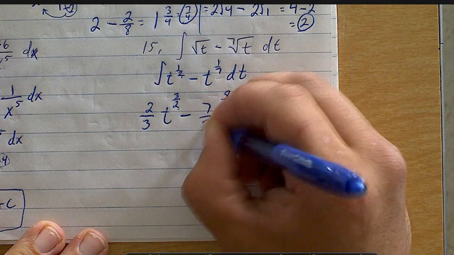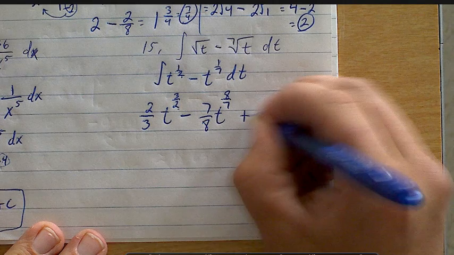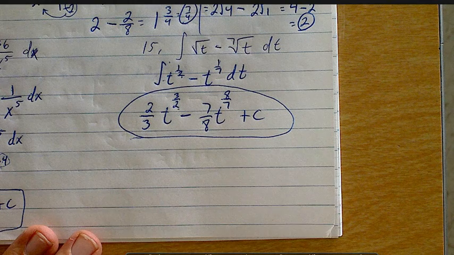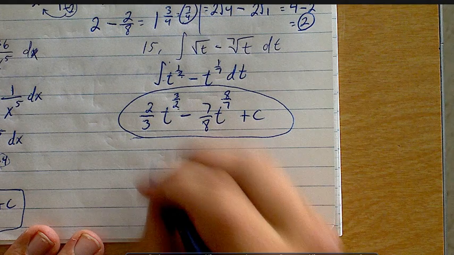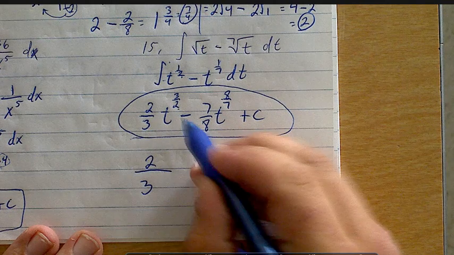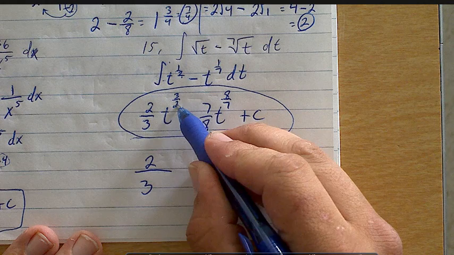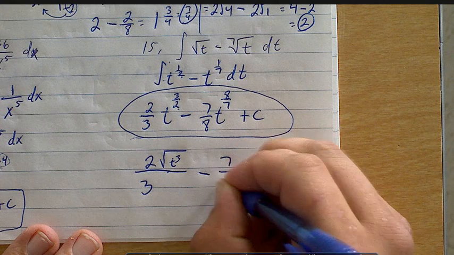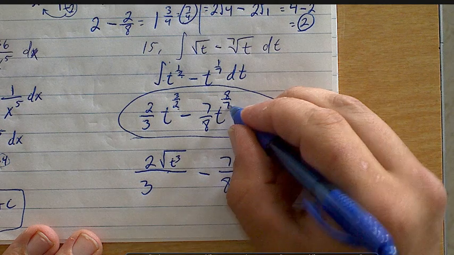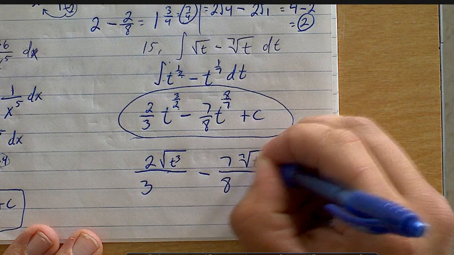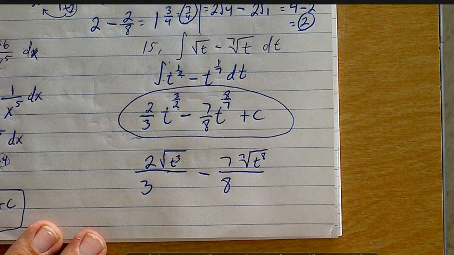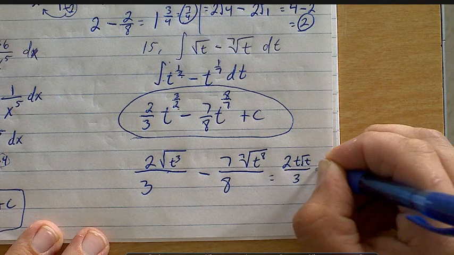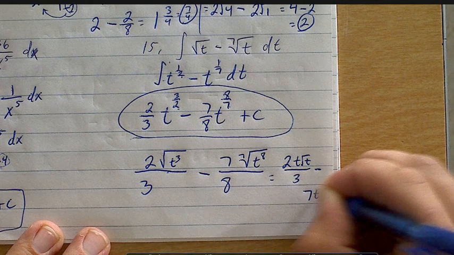So that's your antiderivative. And if you want it in radical form, 2/3 times the square root of t cubed, minus 7/8 times the 7th root of t to the 8th. Which also simplifies to 2t square root of t over 3 minus 7t 7th root of t over 8, depending how far down you want to take it. But just exponential is okay.